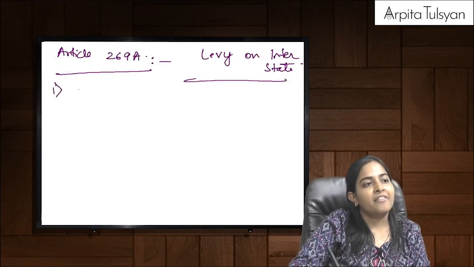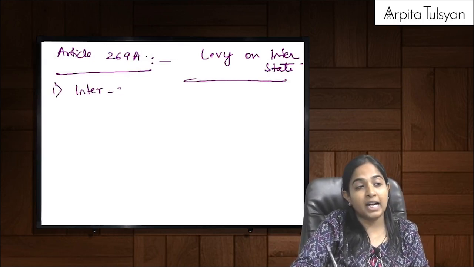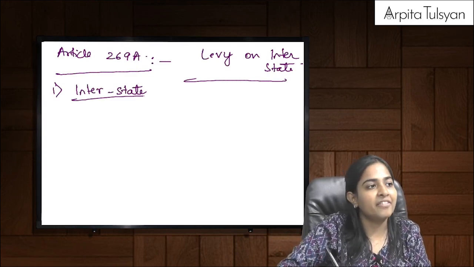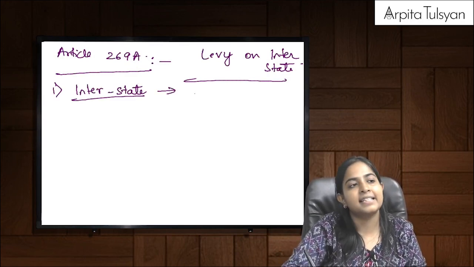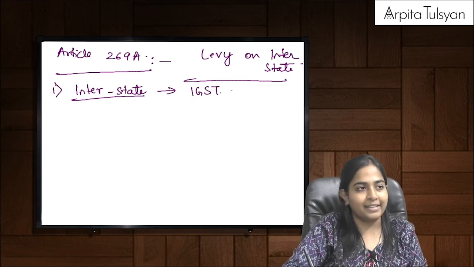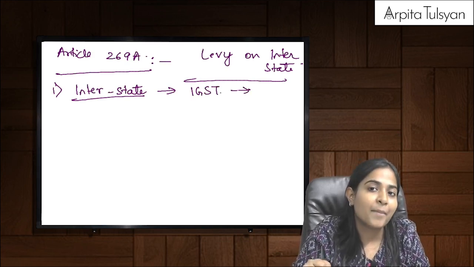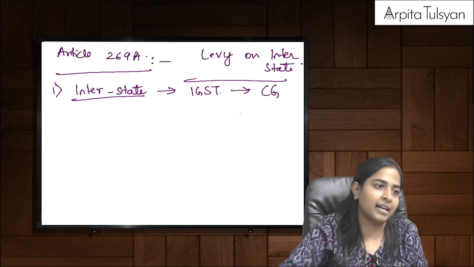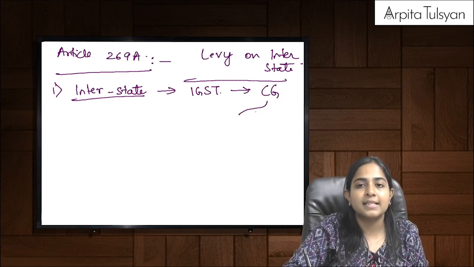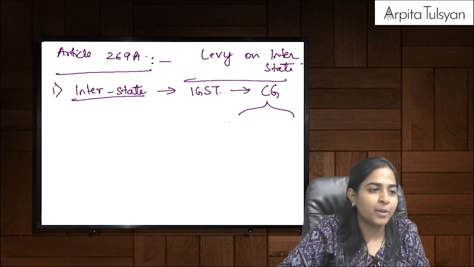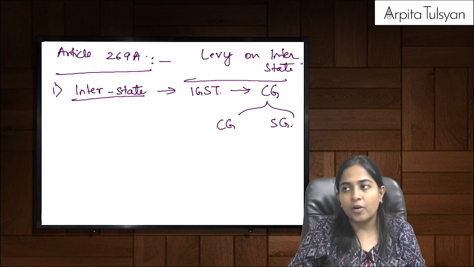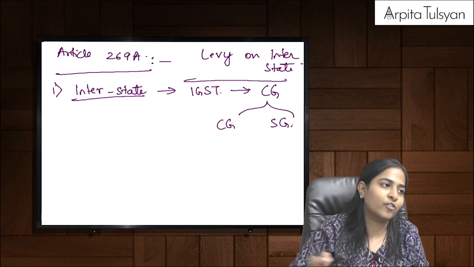First point, whenever you give me the answers, okay? Whenever an interstate sale happens, which tax is levied? IGST is levied. IGST is collected by whom? It is levied and collected by the central government. Later, this is shared between whom? Central government and the state government. Okay, this is one such point that they have told you.